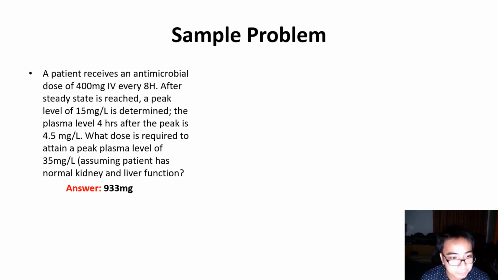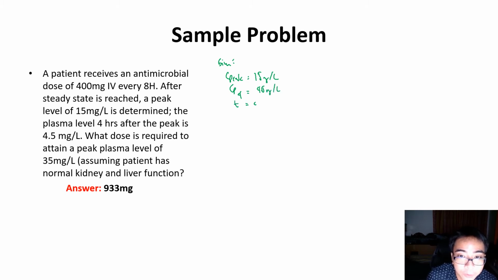So in this case, class, andito na, given naman na halos lahat na kailangan natin. We can do this the easy way, or we can do this the hard way. Let's start with the easy way. Okay, ano ba yung mga given muna natin? C peak SS is 15 milligrams per liter. CP after 4 hours is 4.5 milligrams per liter. So we have the time, which is 4 hours. Tau, which is 8 hours. QH siya. Dose, meron din, which is 400 milligrams IV.